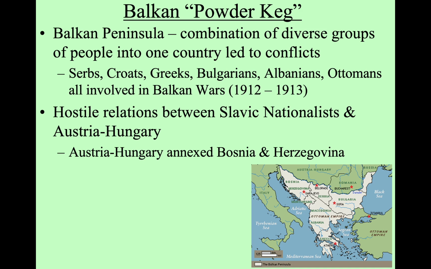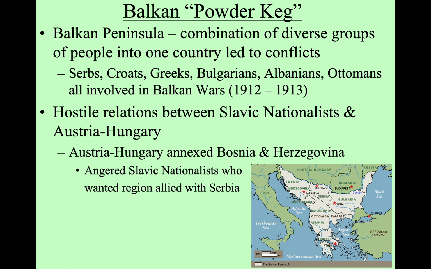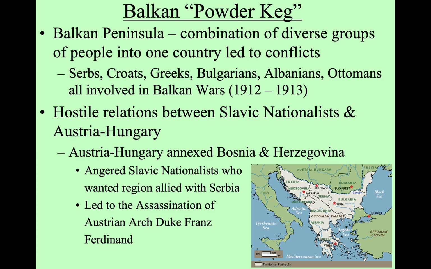When Austria-Hungary annexed Bosnia and Herzegovina, which is just to the south of Austria-Hungary, this created an anger among Slavic nationalists in the area who hoped to join with Serbia and create their own country by gaining independence. These nationalists would ultimately carry out the assassination of the Austrian Archduke Franz Ferdinand when he visited the city of Sarajevo in 1914.